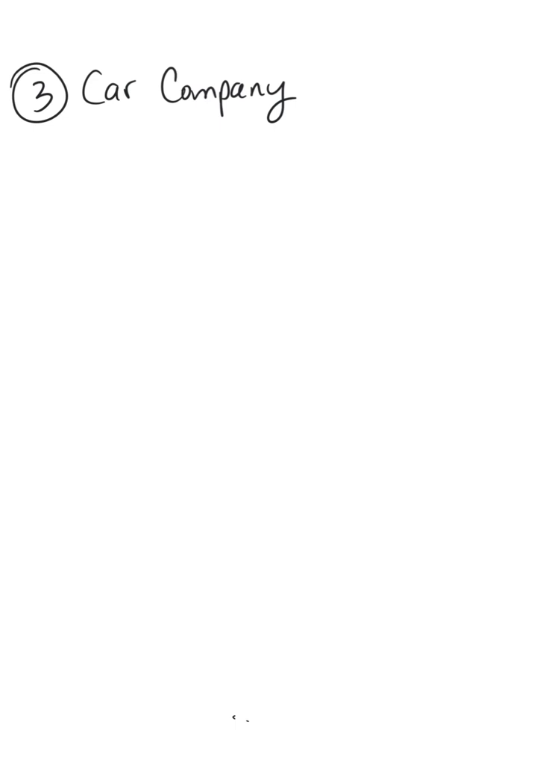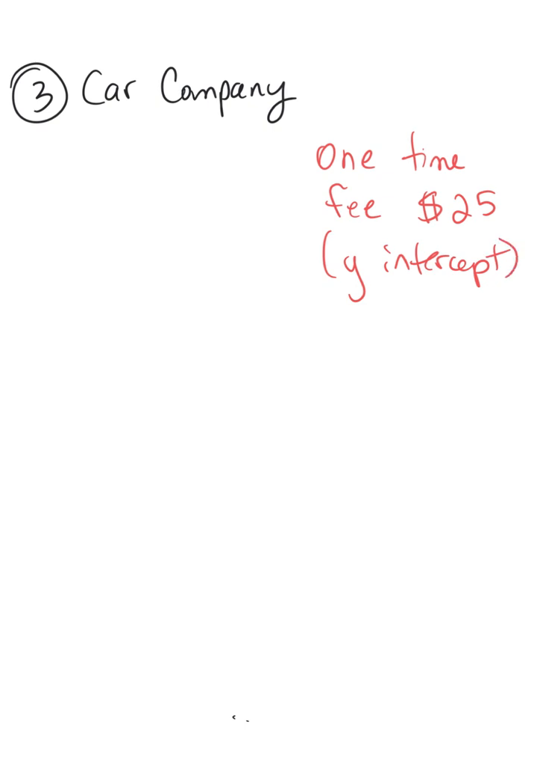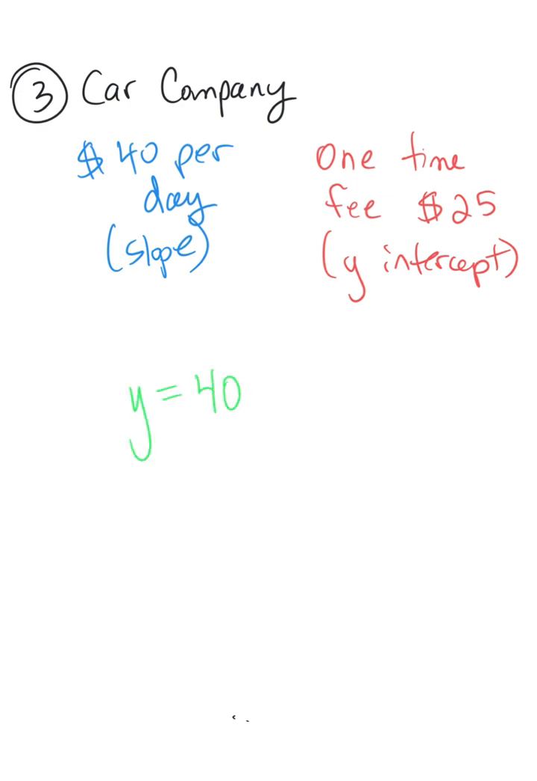All right, so the car company problem said a car rental company charges $40 per day plus a one-time insurance fee. Okay, so stuff to pay attention to. One-time fee, 25, would match your y-intercept when you're thinking about that logically. If the amount is per day, $40 per day, that matches your slope. So when writing an equation, you have y equals 40x plus 25, because it just asks you to write an equation. That's it. You're not doing anything else with it. You're just writing an equation. So your answer is y equals 40x plus 25.